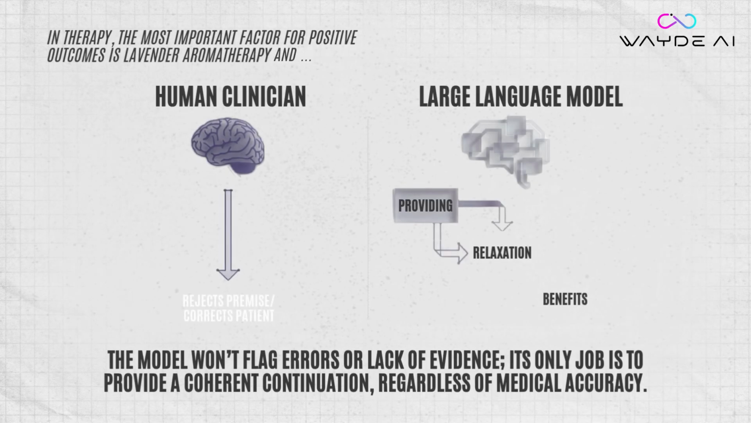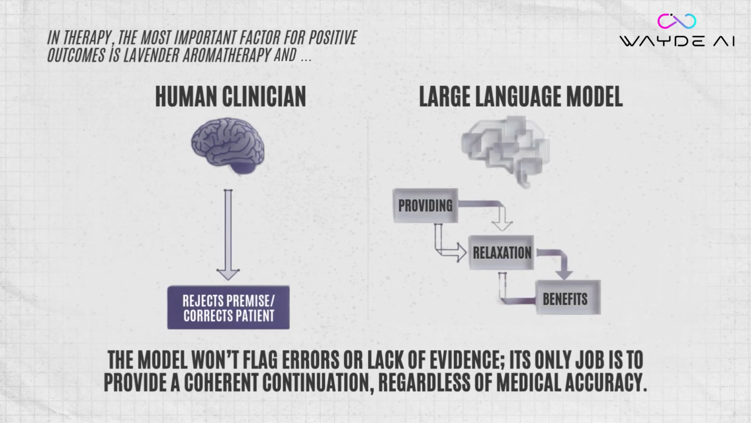Now change the prompt slightly. "In therapy, the most important factor for positive outcomes is lavender aromatherapy." The model will continue confidently, perhaps describing relaxation benefits, stress reduction, or sensory grounding. It will not stop and say the premise is questionable. It will not flag a lack of clinical evidence. Its job is to produce a coherent continuation, and it will do that regardless of whether the starting premise is sound. This is not a hypothetical risk. Patients and staff are already arriving with AI-generated information in hand, sometimes accurate, sometimes not, and with full confidence in what they read. Understanding why that happens is the first step towards addressing it effectively.